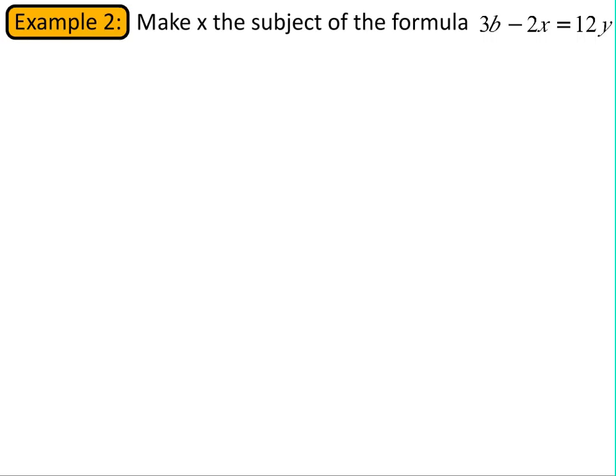Okay, this one looks more complicated, but it's not. We've got to make x the subject. Now, there's a couple of ways of doing this. I'm going to show you both ways. So first of all, we need to take away 3b from the left hand side. That's going to just get rid of a few more things and leave x almost on its own. So if we take 3b from both sides, we're going to have just a minus 2x on the left, and on the right we'll have 12y minus that 3b.